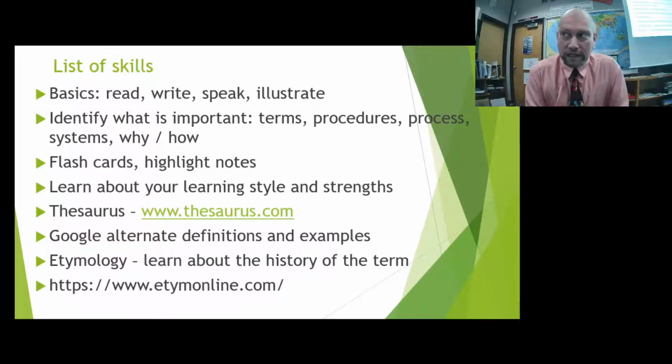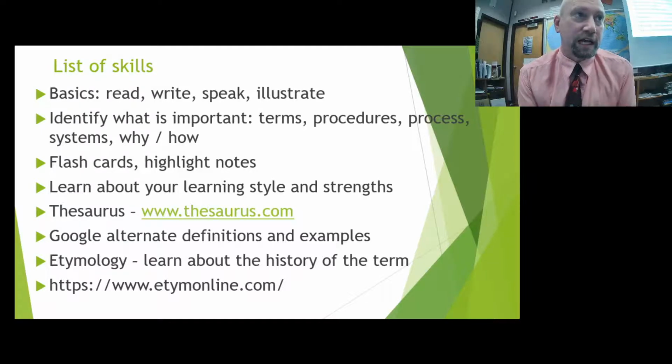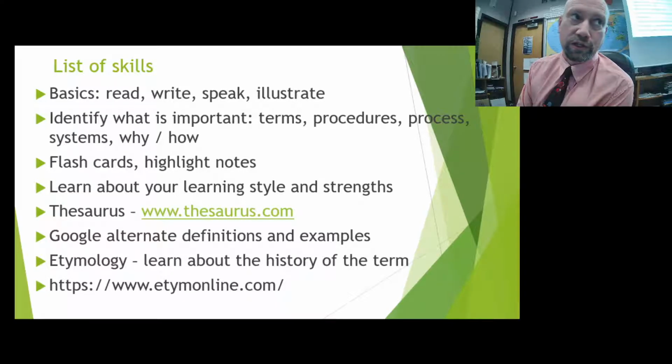Okay, just to review and conclude, we'll summarize those study skills. Reading can help people if that is your style. Writing can help people if that is your style. Speaking out loud is really important, and also hearing yourself speak out loud is very important for some people to study. Illustrating is really important for visual learners. Also look at connecting visual images to the terms.